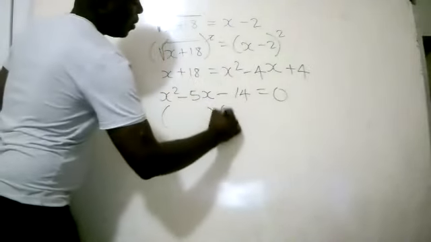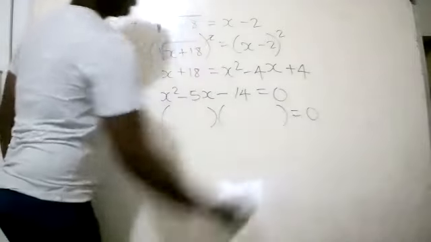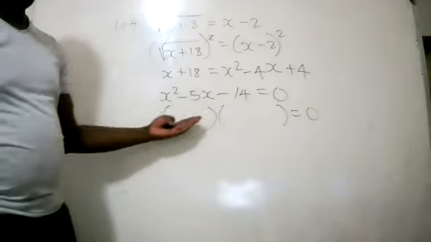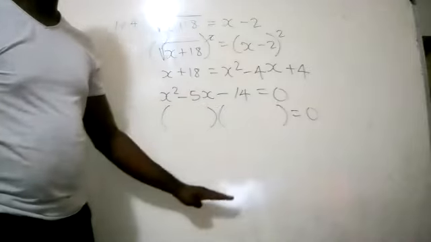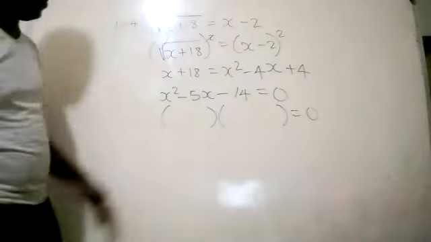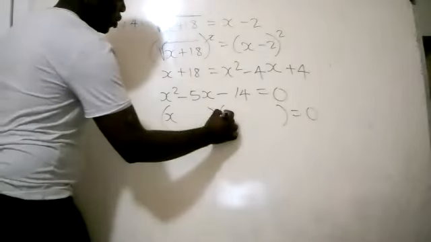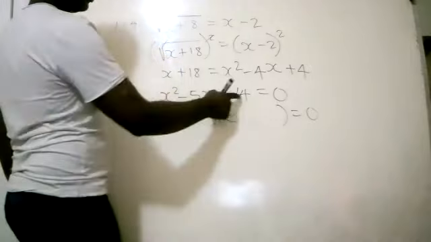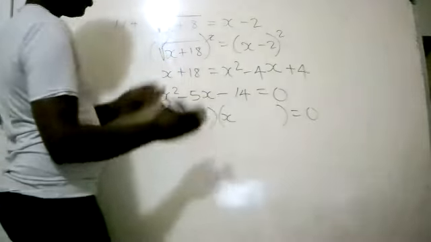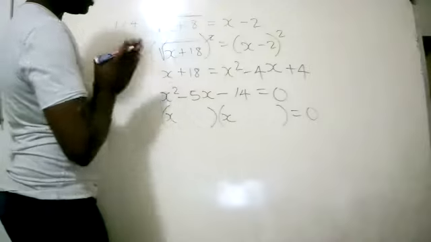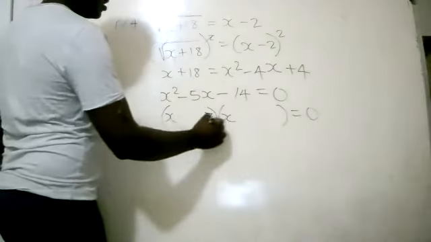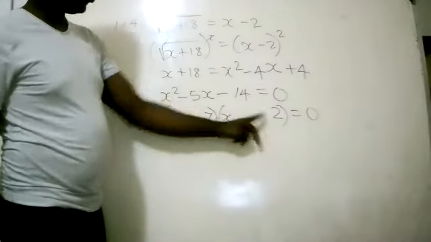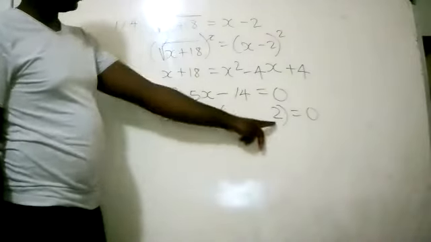From there, the next thing may be to factorize this. Sometimes it may not be factorizable. If it is not factorizable, we use the quadratic formula. But if it is factorizable, we must factorize. Let's check which numbers will work for this: numbers which when we multiply, we get 14, and when we subtract, we get 5. It's 7 and 2, because 7 times 2 is 14 and 7 minus 2 is 5. Therefore, these are the correct ones.